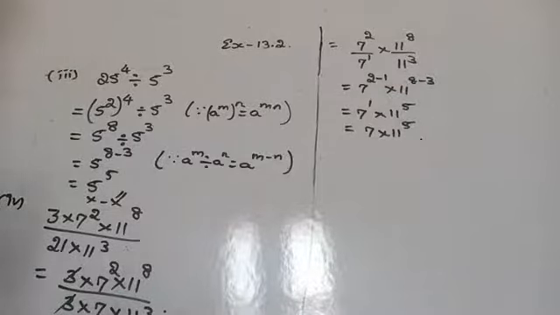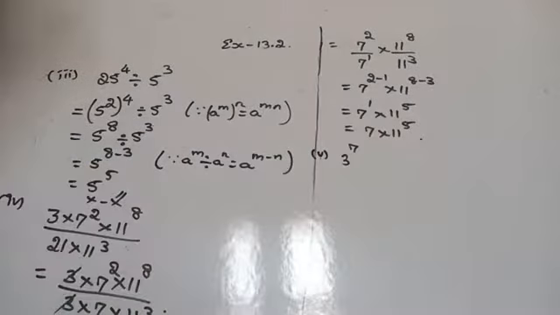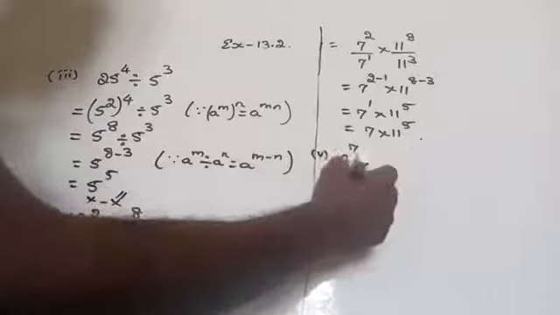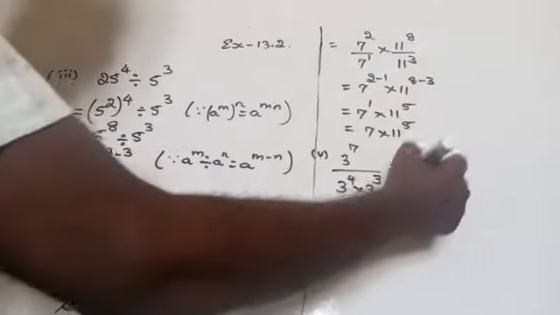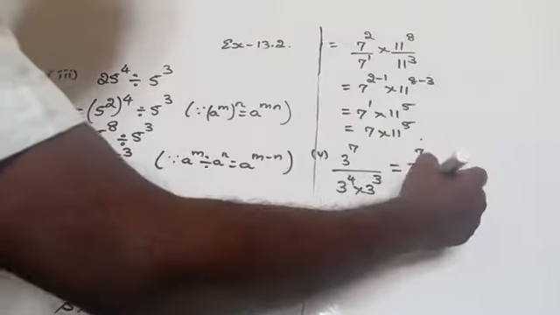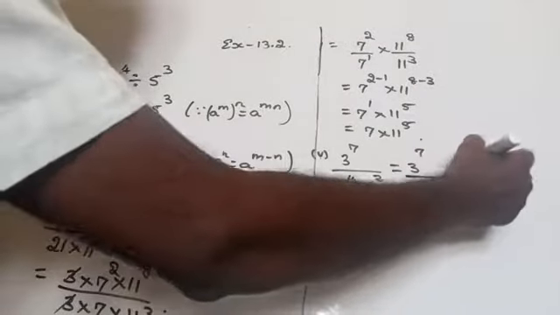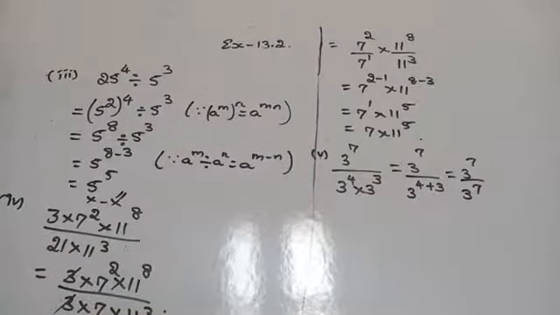3 power 7 divided by 3 power 4 into 3 power 3. So how can you do that? Here a power m into a power n, so you can write a to the power m plus n. That is 3 to the power 4 plus 3, which is equal to 3 power 7 by 3 power 7. So either you can cancel 3 power 7, 3 power 7.